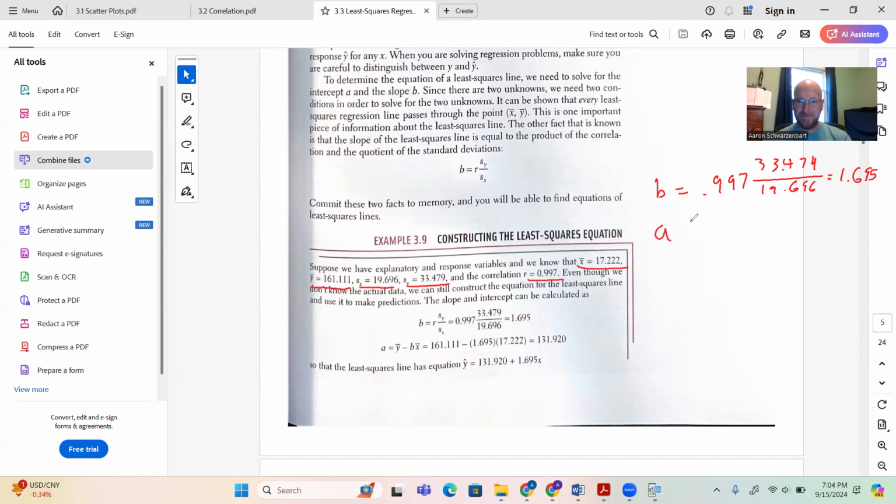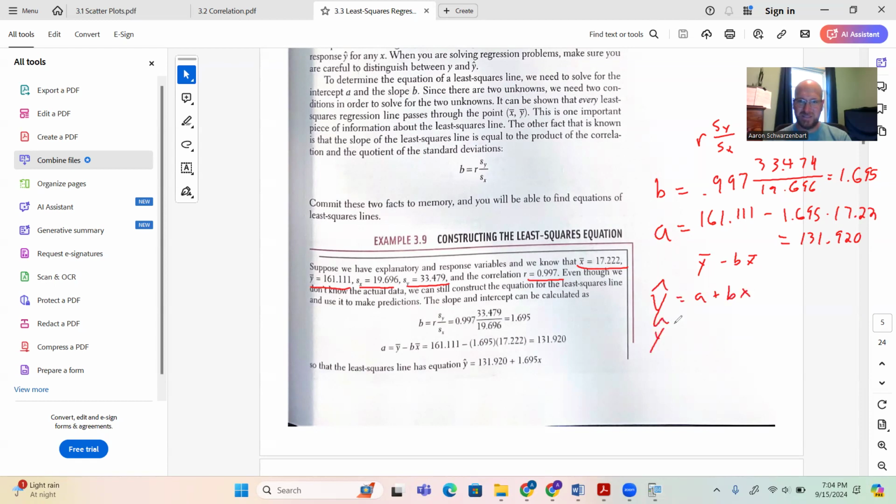To get A, I do y bar minus b x bar. So here this is r sy over sx. And here we have y bar minus b x bar. B, I just calculated 1.695. X bar is 17.222. And that is equal to 131.920.